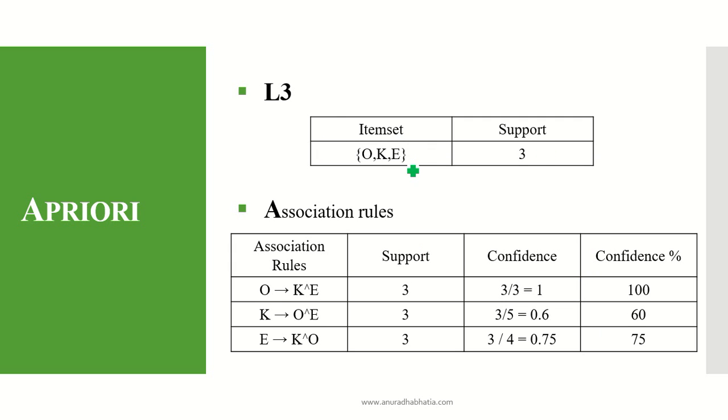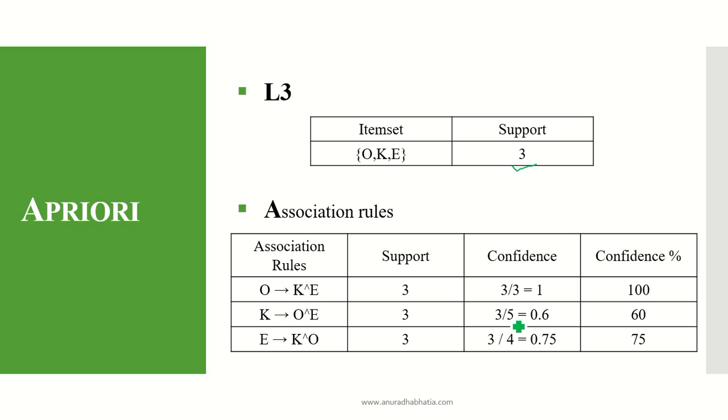So with this, we need to formulate our association rules. As O, K, E are 3 item sets, the association rules are: O implies K, E, support is 3, and confidence is 3, that is the support divided by the total support it had in the first C1 candidate set. So 3 upon 3, I get 1. K, O implies E. Support is 3 from here.